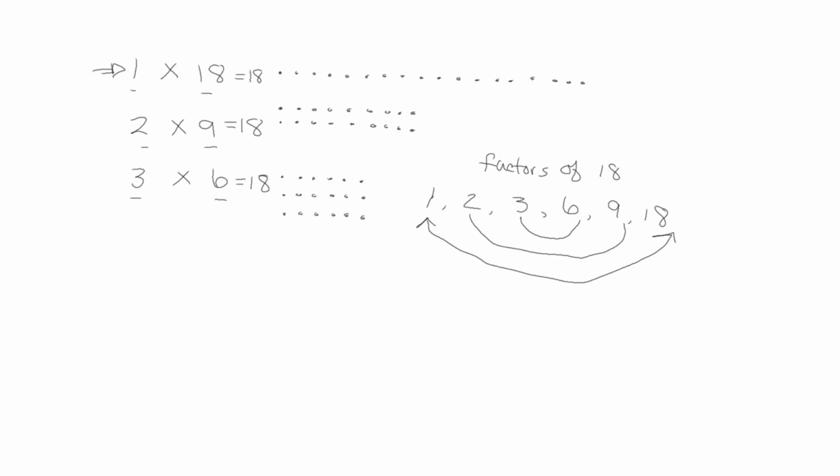And notice that as soon as we got to halfway through our list of factors, we did 1, 2, and 3. The other 3 were automatically paired up. So when we're looking for factors, we only need to go to the halfway point, and we know the rest of the factors are going to be matched up as pairs. Let's look at another one.